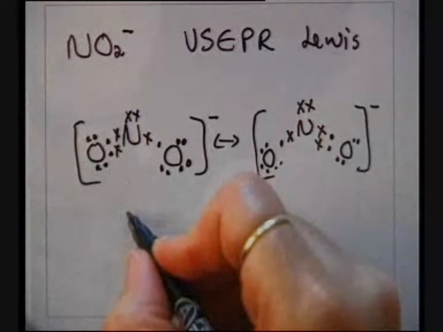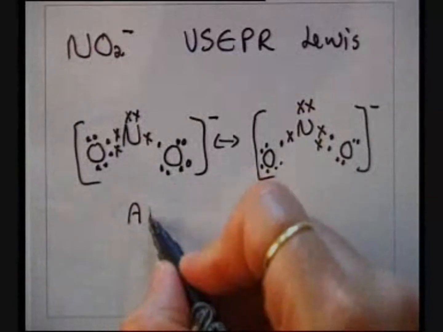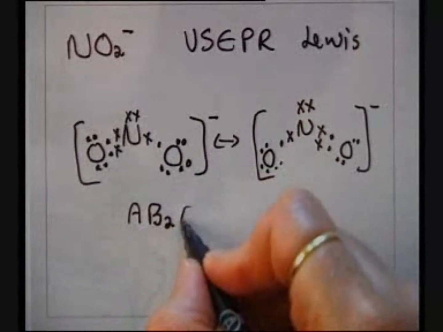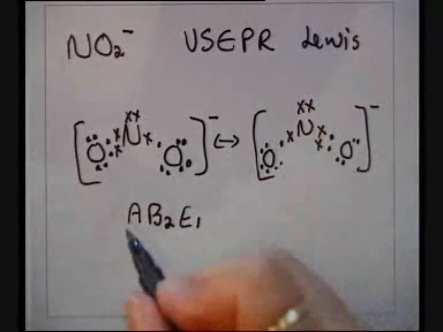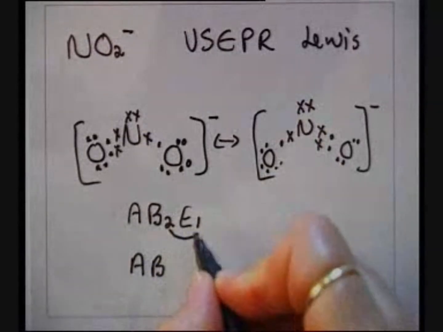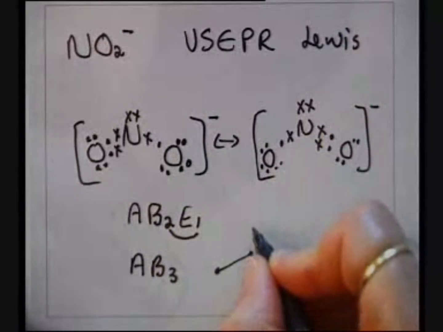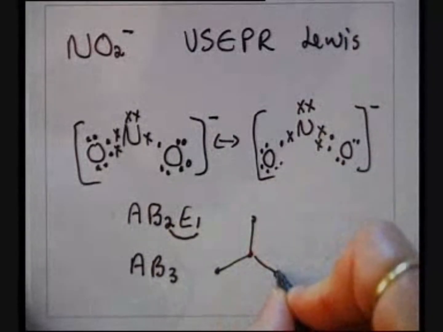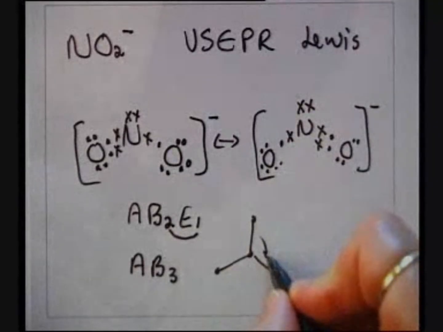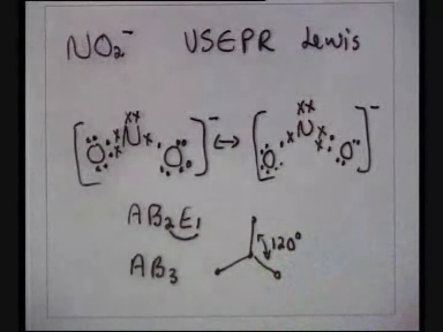For the molecular geometry, we have a central atom A, nitrogen is represented by A, 2 terminal atoms, and 1 lone pair. The electron pair geometry is AB, and then 2 plus 1 makes 3, AB3, and that will describe the trigonal planar electron pair geometry. For the trigonal planar electron pair geometry, we predict perfect bond angles of 120 degrees.